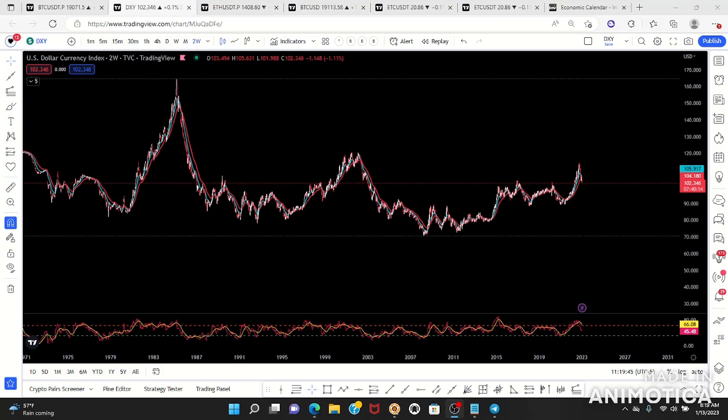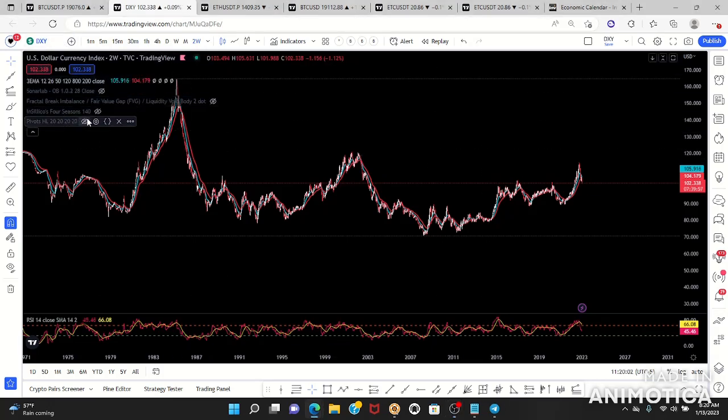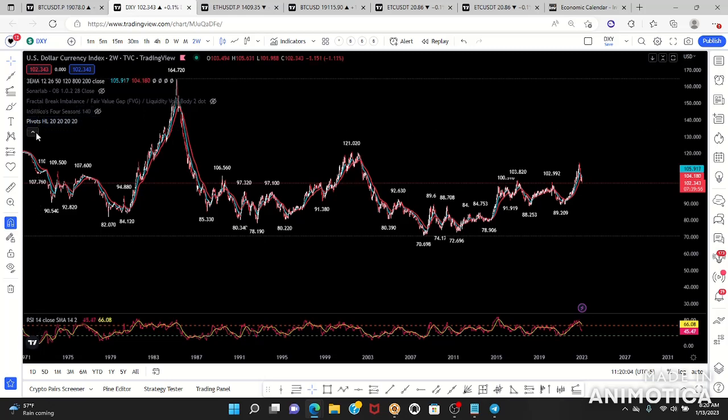And I like to chart it and have a good eye on the DXY because it tends to move opposite to BTC and all cryptos. So let's go ahead and begin. First thing, again, we're going to start with our 2-week time frame. We're going to find our support and resistance.